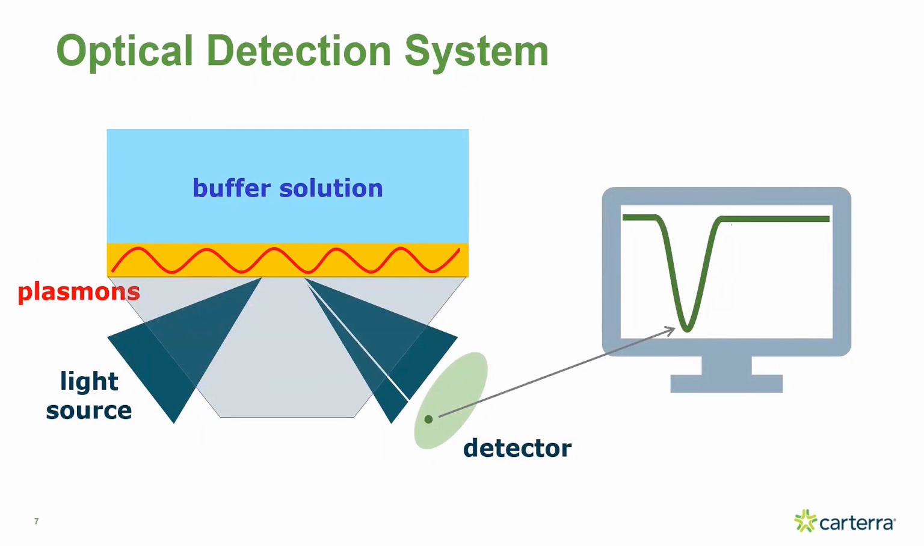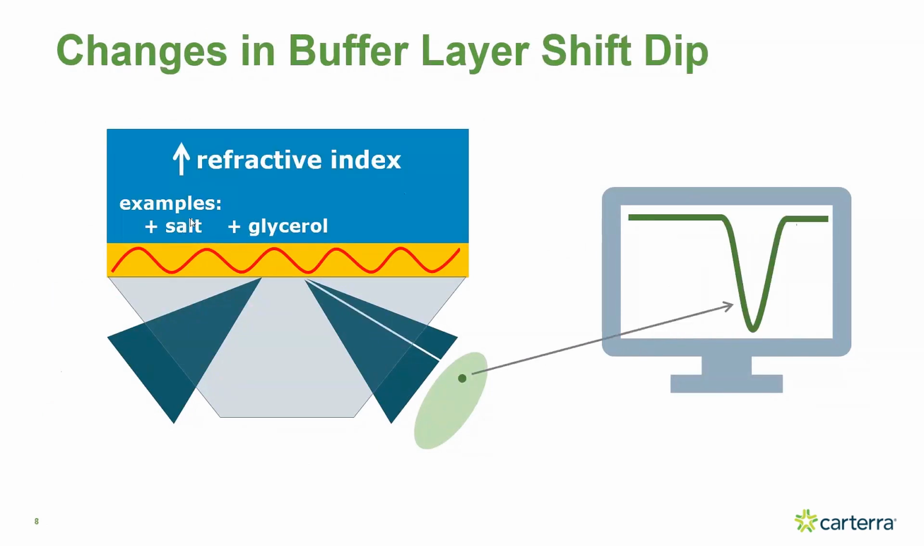ROIs at all times. If this is brightness on the y-axis and angle on the x-axis, as you scan across the angles, you have essentially saturating brightness, full brightness. And then as you approach that critical angle, the brightness starts to dip and then goes back up on the other side. The position of this dip is dependent on the refractive index in the solution above. So if you have a high salt solution or you inject glycerol, this dip shifts to the right.